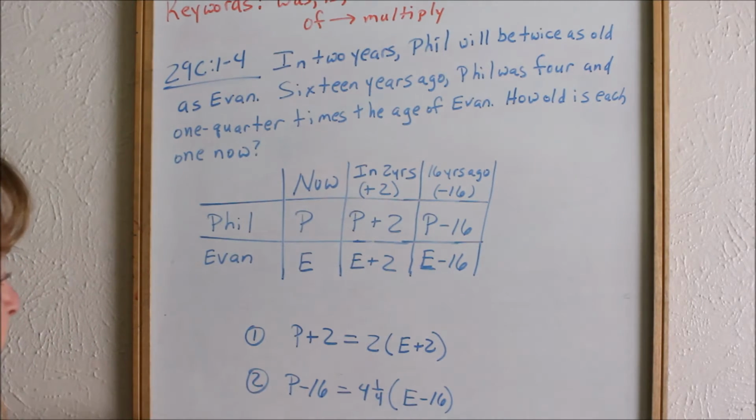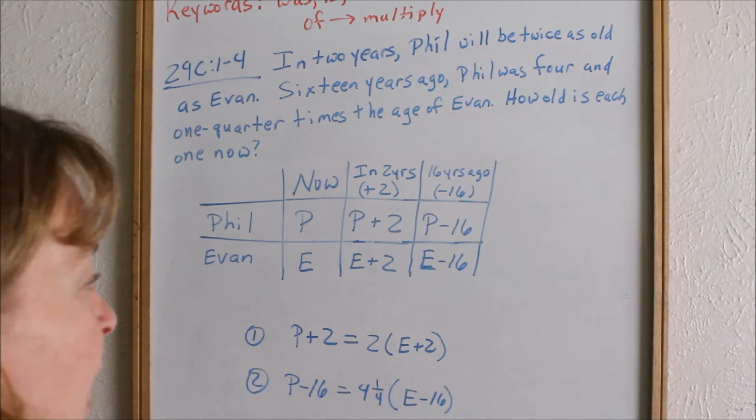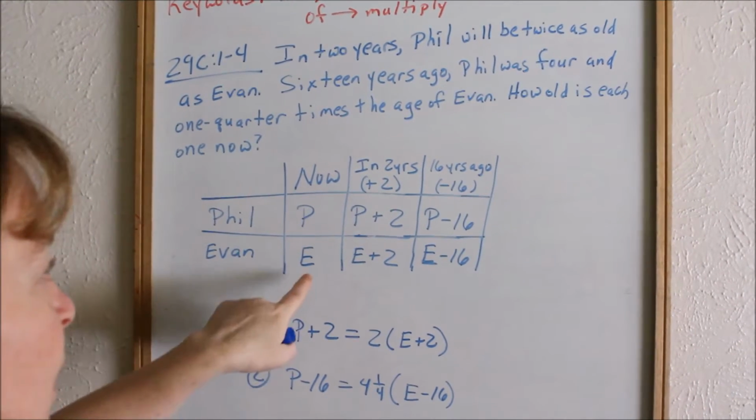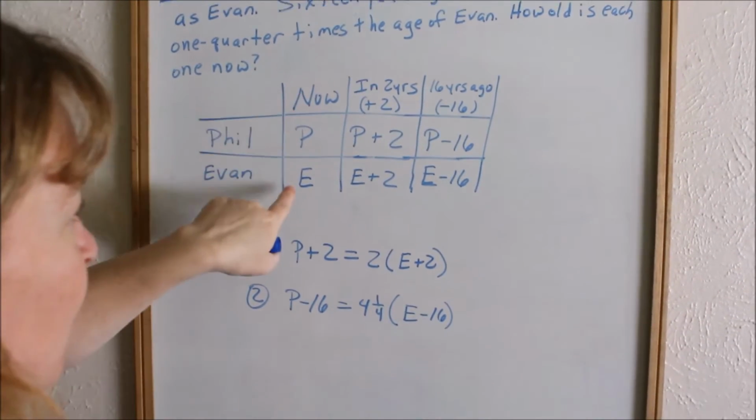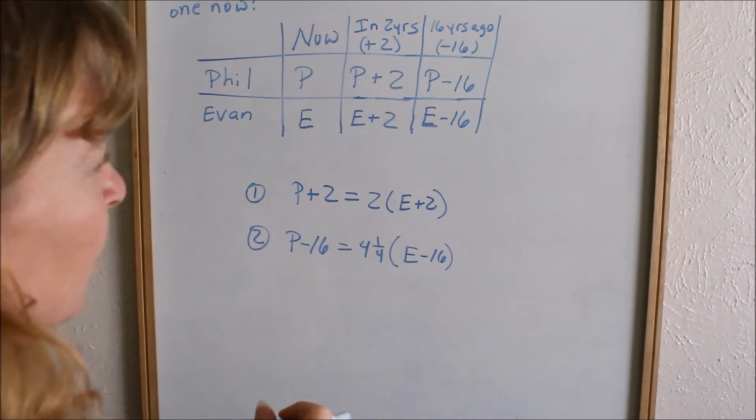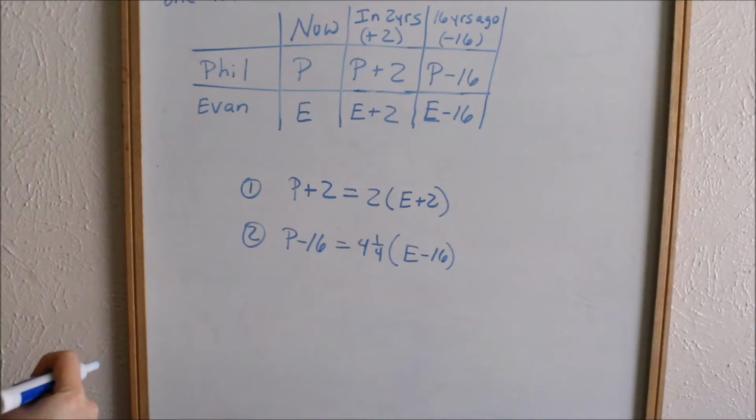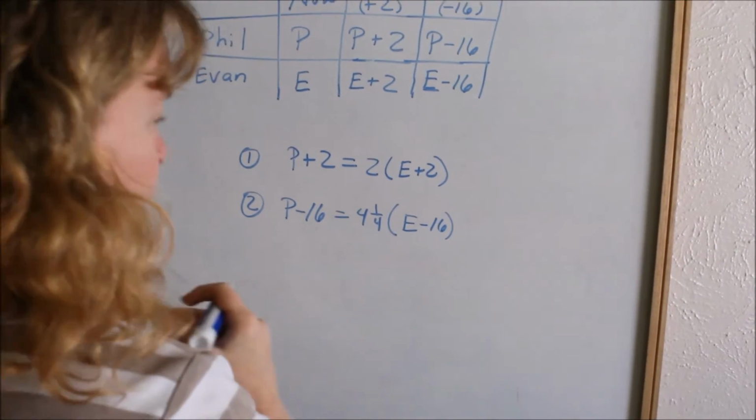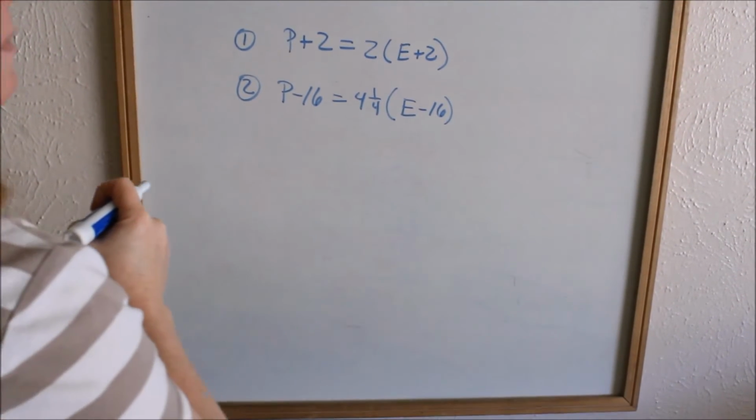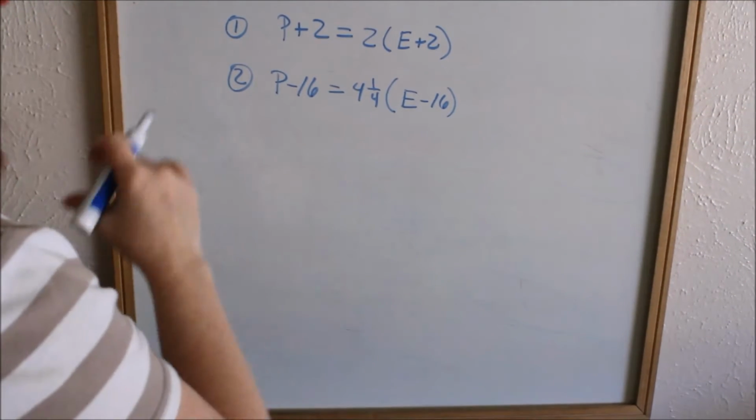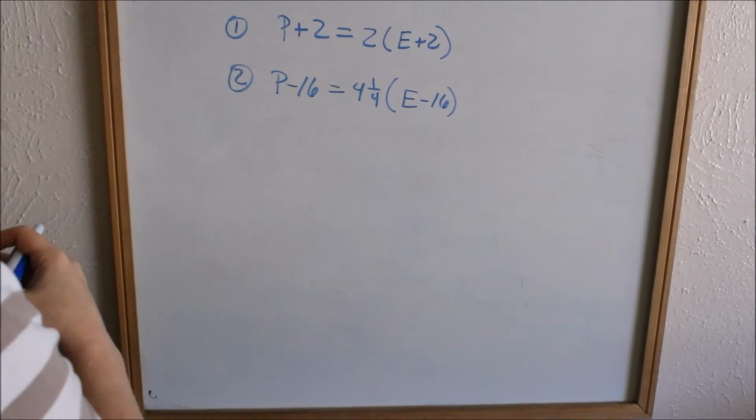Okay, now they want to know how old is each now, which means we need to solve for P. P and E will tell us how much they are now. P is now, E is now. Okay, so we have two equations and two unknowns. I'm going to do this one by elimination, just so I can do one of them by elimination. So elimination means I want to put the equations to where all my letters are on one side and whole numbers on the other side.